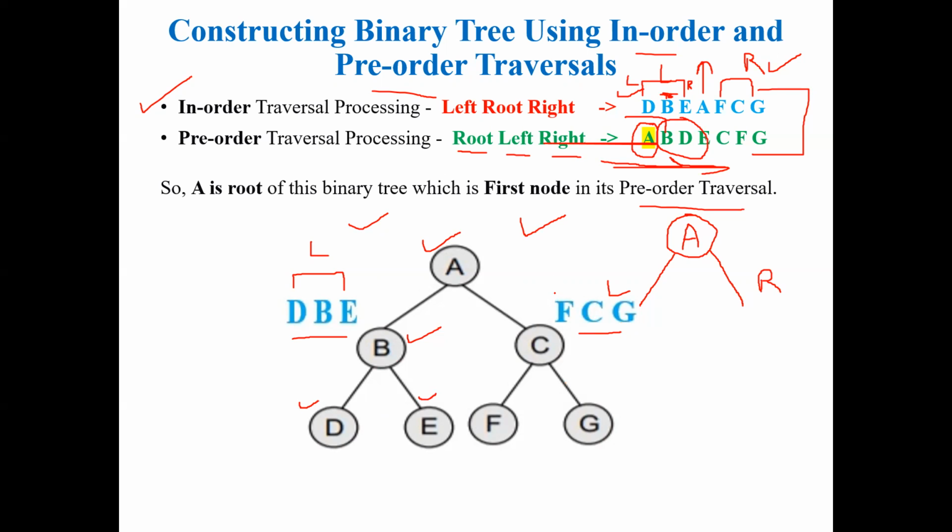Similarly, out of F, C, G, which one is the root node? We have to go to the pre-order traversal, because pre-order can tell us the root node out of F, C and G. We can see that C comes first. So C is the root node out of all three nodes. Now we have to identify which one is on the left and which is on the right of C. So again, we go to the in-order traversal. As per the in-order traversal, C is here, the left part is F and the right part is G. That's why the left part is F and the right part is G. So this is how we can construct the binary tree by use of the in-order and pre-order traversals.